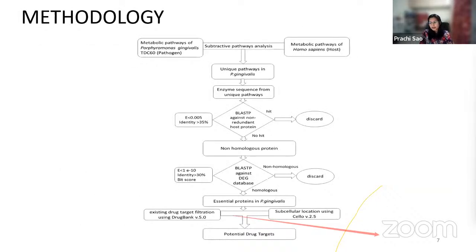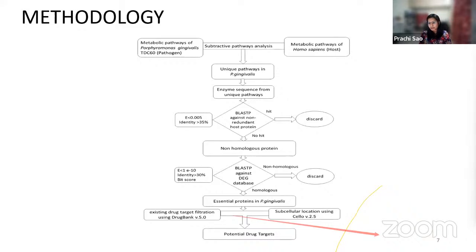This comparative and subtractive metabolic approach is done in many ways. I will come to that in the next few slides, but I will explain one basic concept here and then we will see the variations. So first, what is comparative and subtractive genomics? We are going to compare the genomics of a pathogen with the host, and we will try to identify only those pathways, genes, or proteins which are unique to the pathogen, that is, not found in the host organism. That will help us reduce the side effects of the drug. This way we are going to make a filter.